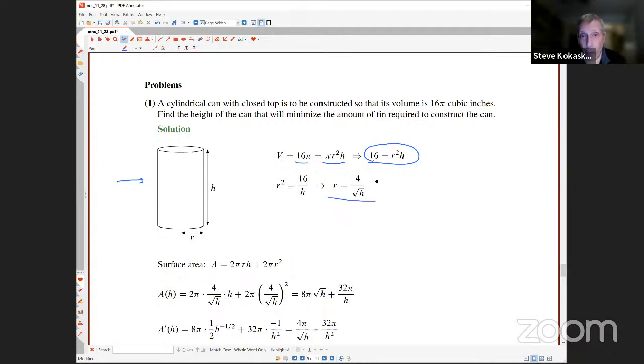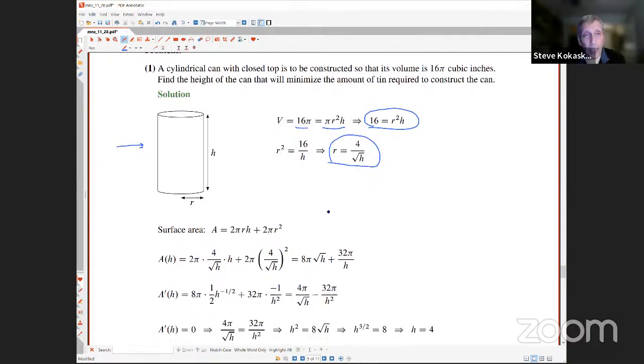I have an expression for r because eventually I'm going to have to get an equation in one unknown. So let's see, what's the surface area? Because that's the amount of tin that I'm using. I want to focus on this expression first. Pi r squared is the area of that circle at the bottom and the circle at the top. I've got two of them. So that's the area of the tin at the top and the bottom.